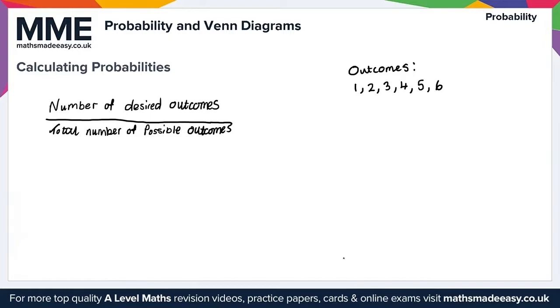However, for the probability of an even number, we need to get either a 2, a 4 or a 6, which means there are 3 desired outcomes out of 6 possible outcomes. So the probability of rolling an even number is equal to 3 out of 6, which simplifies to a half, 1 over 2. So that gives us everything we need for calculating probabilities.